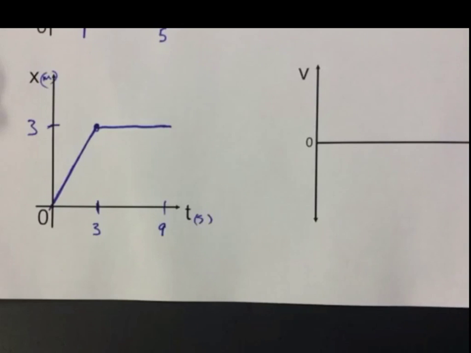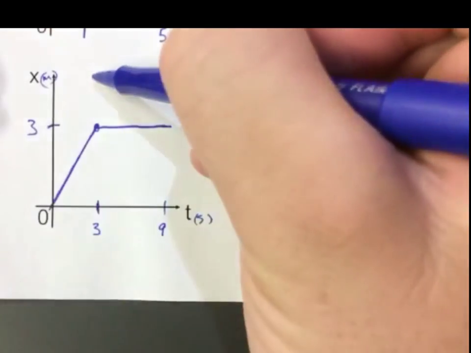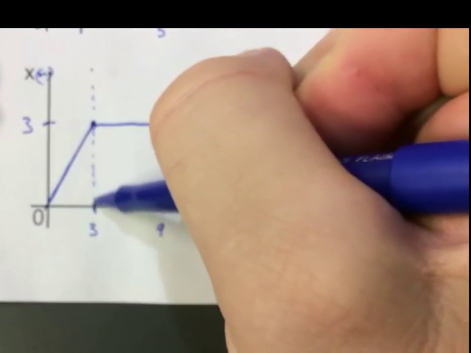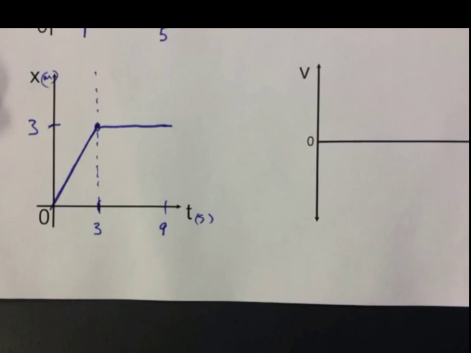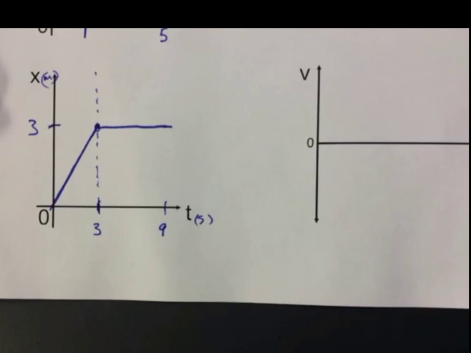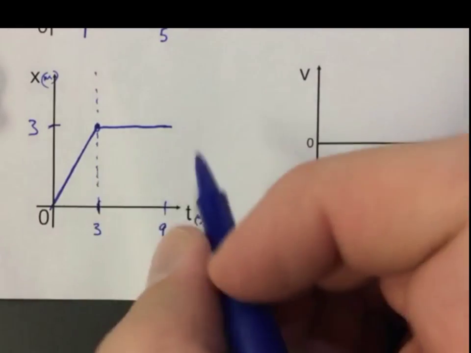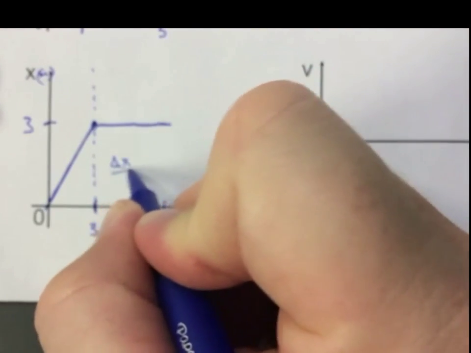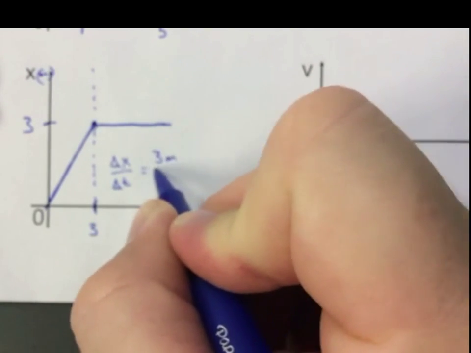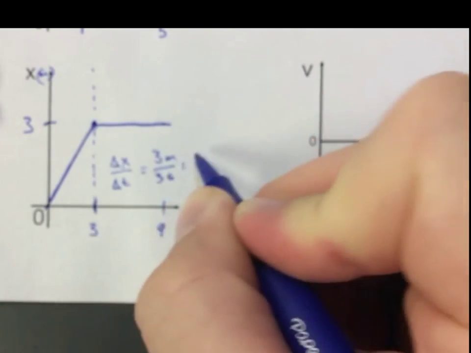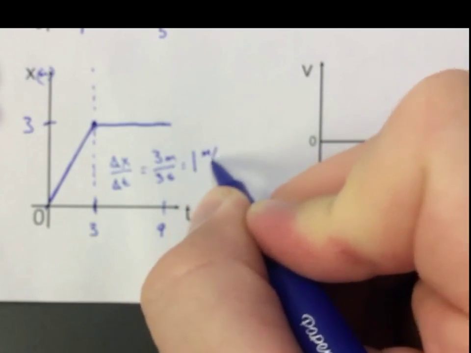All right, so for the velocity versus time graph, we do the same thing we did before, break the graph up into different sections. There's a nice break point at 3 seconds. The object is moving and then it's standing still, and we just figure out the slopes for each one of those. The first one's pretty simple, change in position divided by change in time. The object travels 3 meters in 3 seconds, so it has a velocity of 1 meter per second.